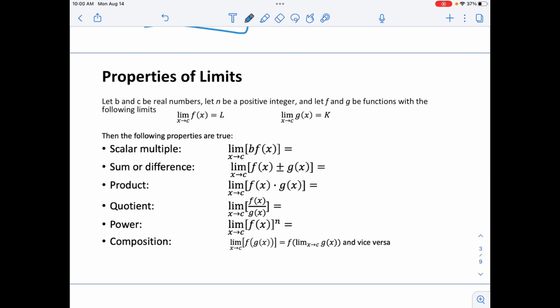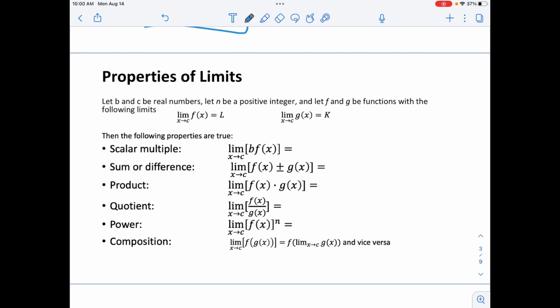The limit of f of x as x approaches c is L. So we don't know what c or L is, but it doesn't matter. And this one says the limit of g of x as x approaches c is k.